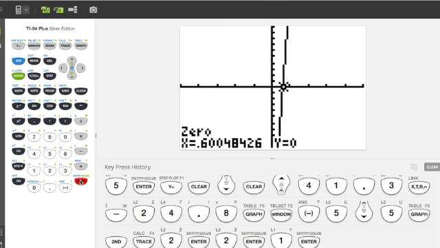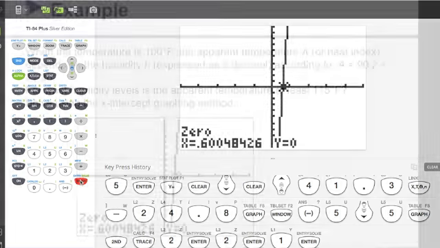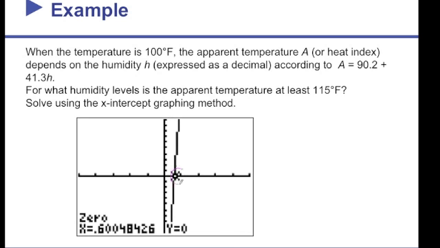And it's 0.60048426. Here we have the results of our graph. At this point, the x-intercept point is 0.60048426, 0 is our point. So the humidity level would be at 0.6005, or changing that to a percentage, basically 60% humidity will make 100 degrees Fahrenheit feel like 115 degrees Fahrenheit.